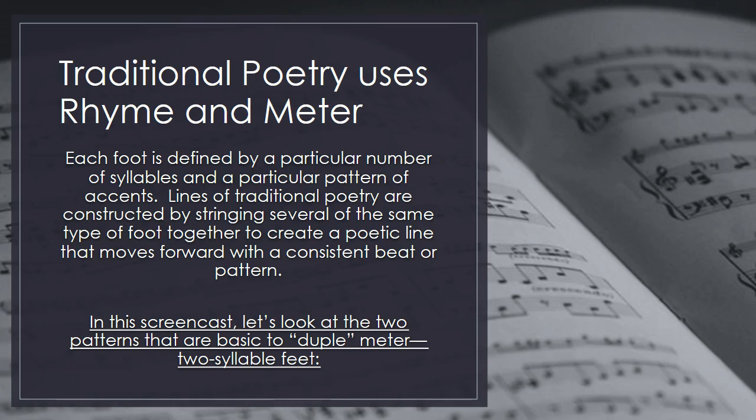Traditional poetry uses rhyme and meter. Each foot, or poetic foot, is defined by a particular number of syllables and a particular pattern of accents. Lines of traditional poetry are constructed by stringing several of the same type of foot together to create a poetic line that moves forward with a consistent beat or pattern. In this screencast, let's look at the two patterns that are basic to duple meter, two-syllable feet.